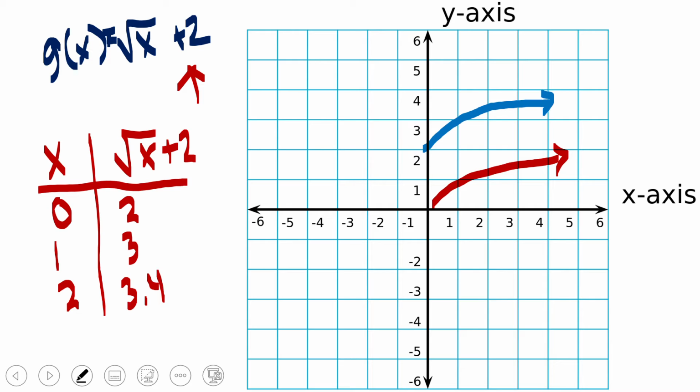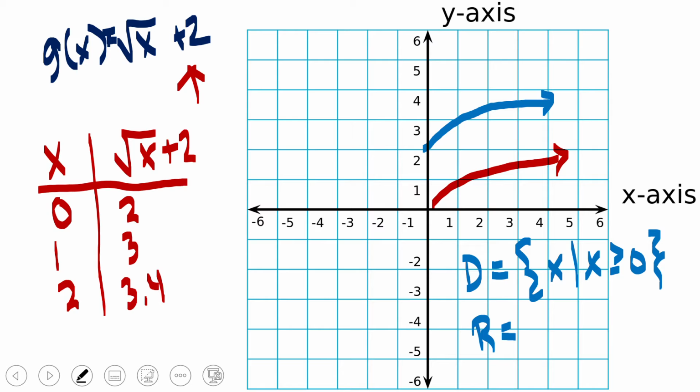If we're asked for domain and range for the g of x function, we have domain will be equal to all the x's such that x is greater than or equal to 0, just like the original parent function, because it starts at 0 on the x-axis. But the range changes. There's nothing in the range below 2. So we have all the y's such that y is greater than or equal to 2 for the domain and range.